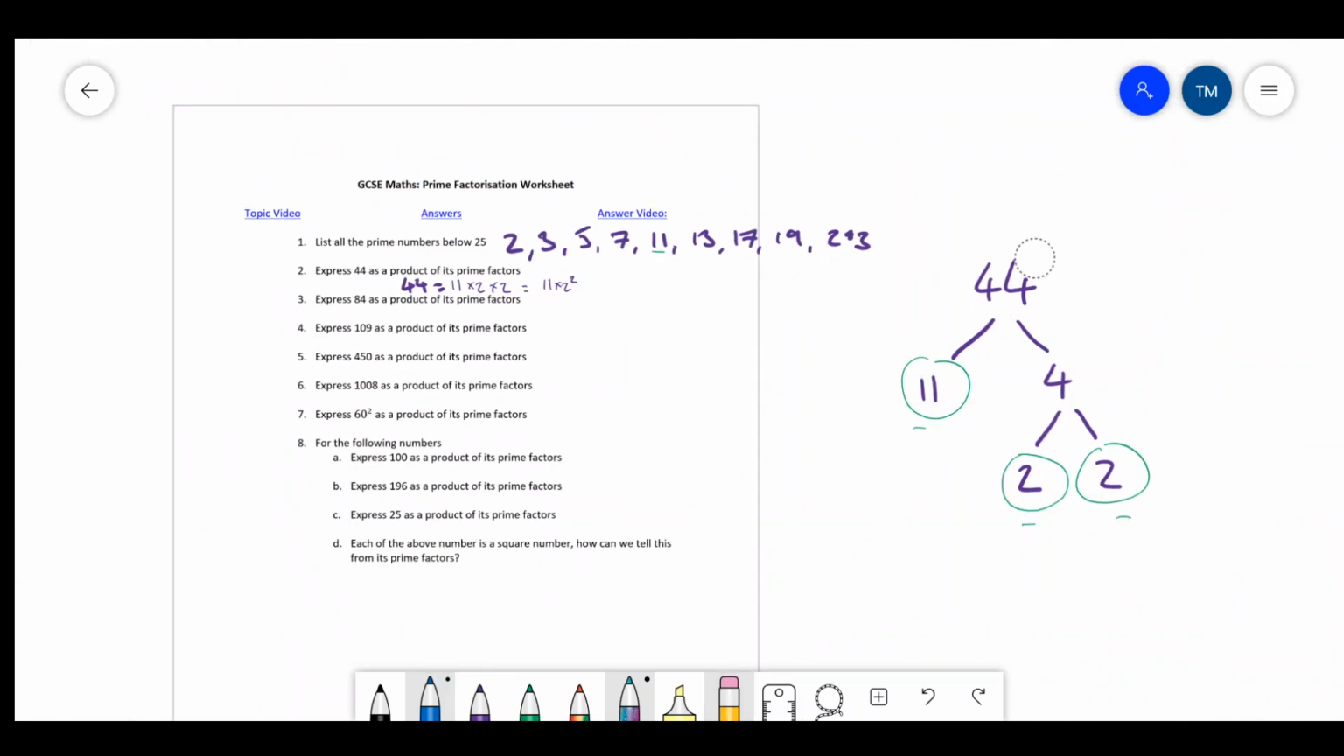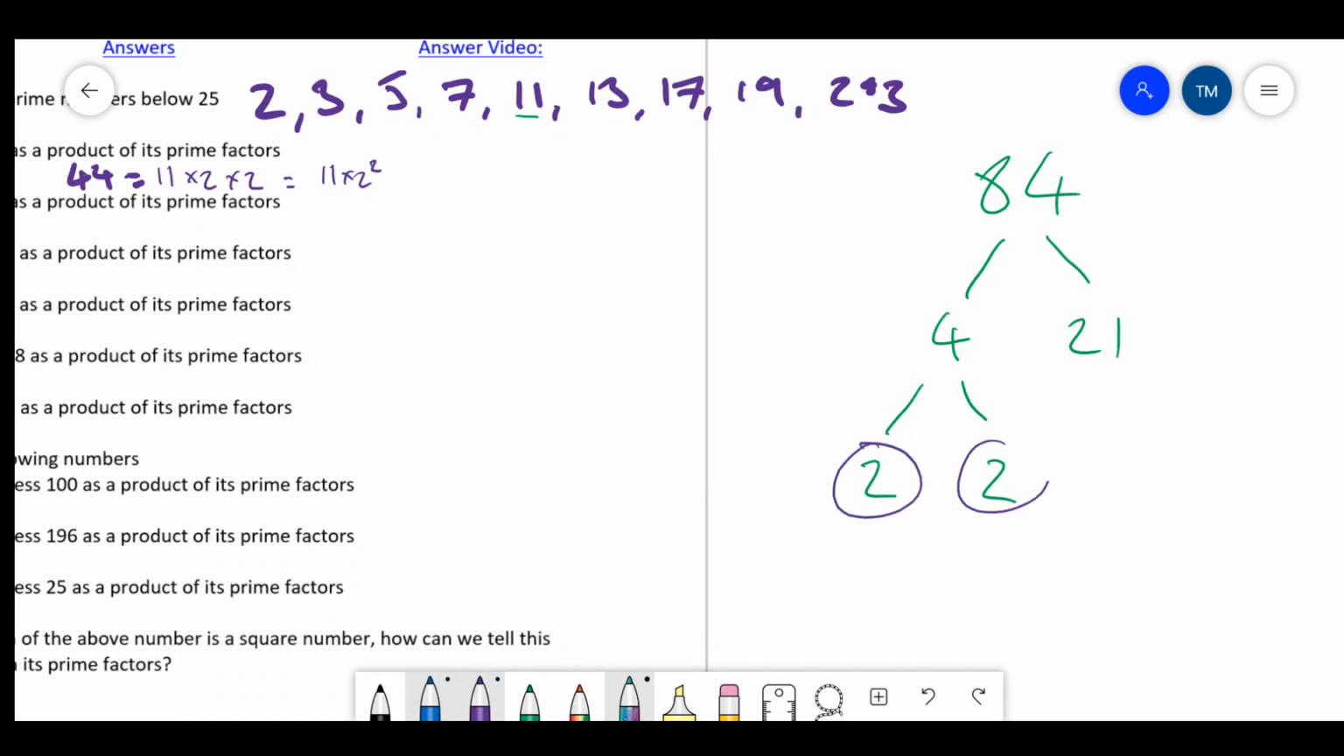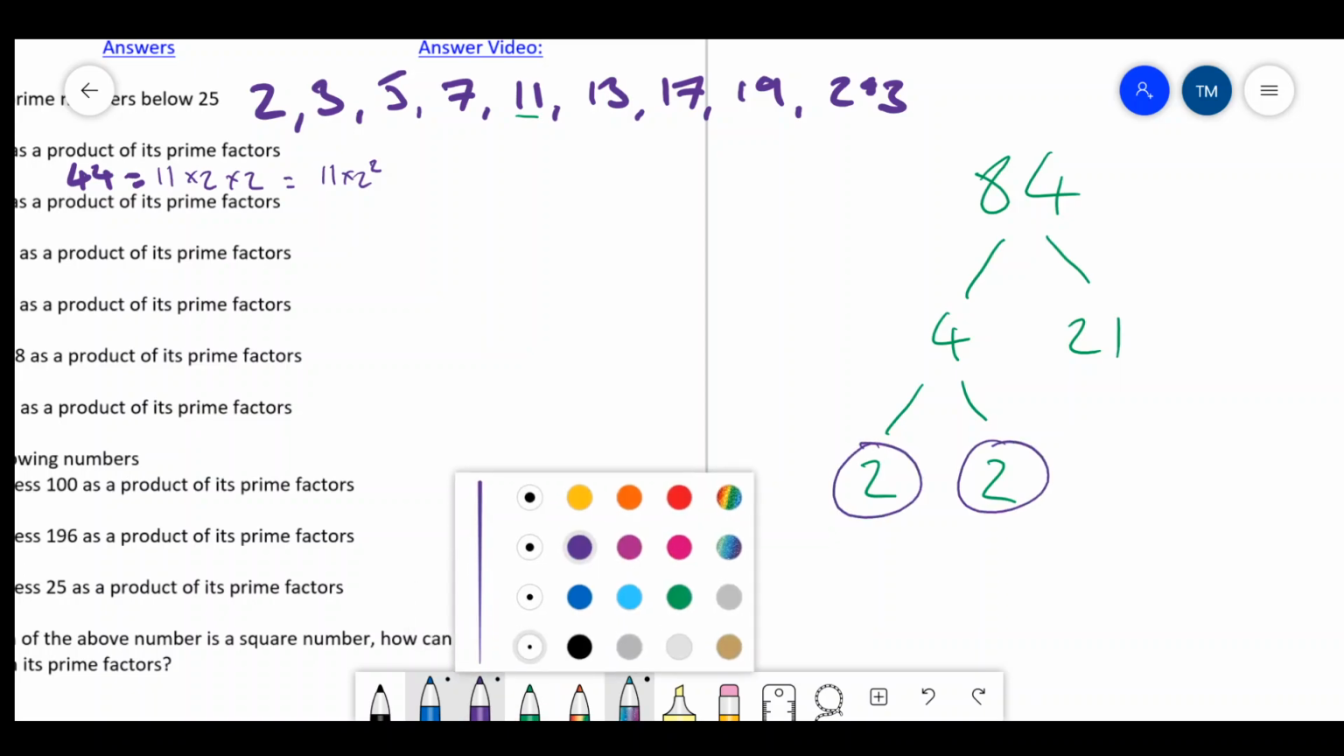Let's look at the next one, which is 84. The first step I'm going to do is pick two factors of 84. In this one I'm going to do 4 and 21. And then we split 4 into 2 and 2, so these are both prime numbers.